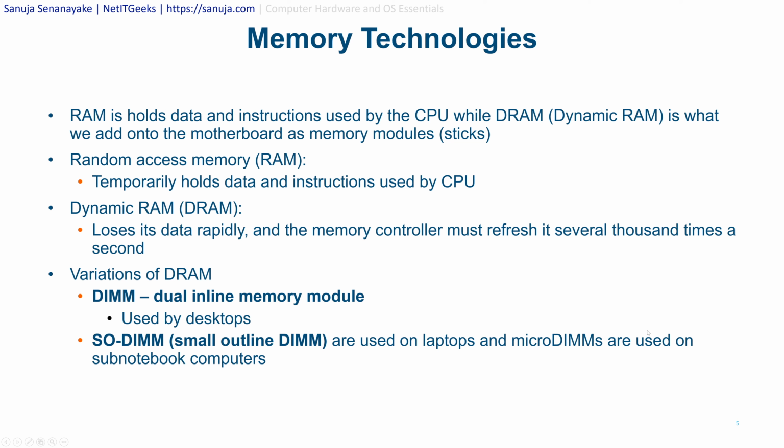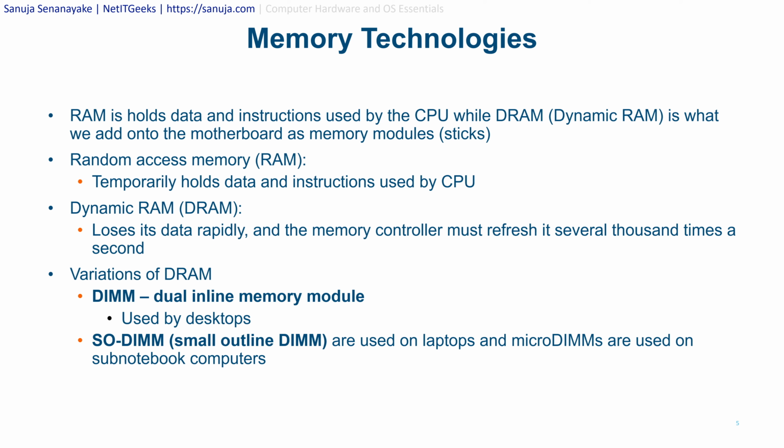So let's look at memory technologies. RAM holds data and instructions used by the CPU, while DRAM, also known as dynamic RAM, is what we add onto the motherboard as memory modules or sticks. Even your CPU has its built-in RAM, but what we actually install on your computer other than the CPU, those sticks, we call dynamic RAM or DRAM.